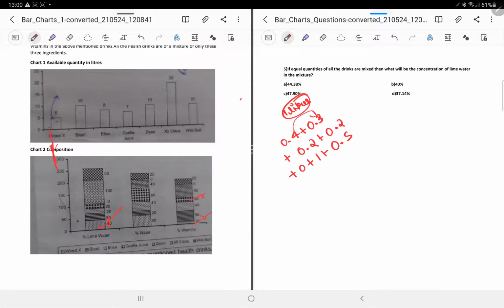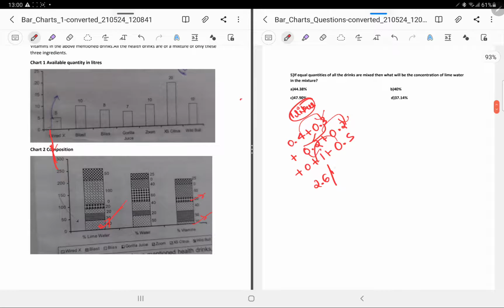So this is nothing but 7, 9, 11, okay, 2.1 and 2.6. So if you are taking 1 liter of everything, this will be the amount of this, and now the number of the drinks is 7. So this would be 2.6 of 7. So this is somewhere around 2.1 into something. So this is nothing but 37.14%, because it won't go beyond 40%. I think you got it.